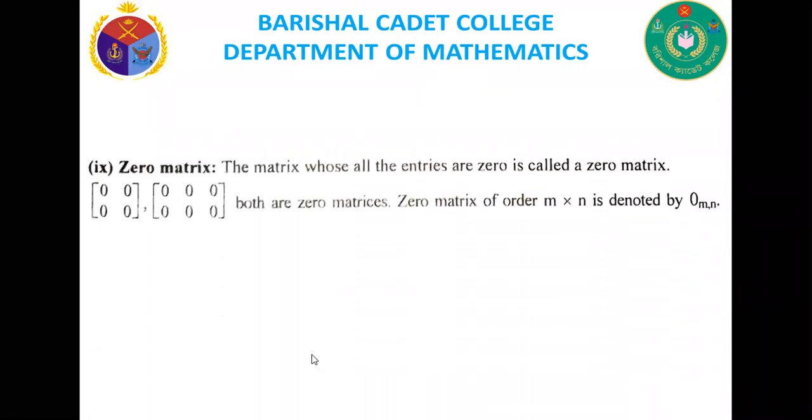Now, zero matrix. The matrix whose all the entries are 0 is called zero matrix. Here you can see that all the elements of this matrix are 0. Here also all the elements of this matrix are 0. So both matrices are zero matrices. Zero matrix of order m by n is denoted by 0_{m,n}. For example, 0_{2,3}, that is, this is a zero matrix of order 2 by 3.